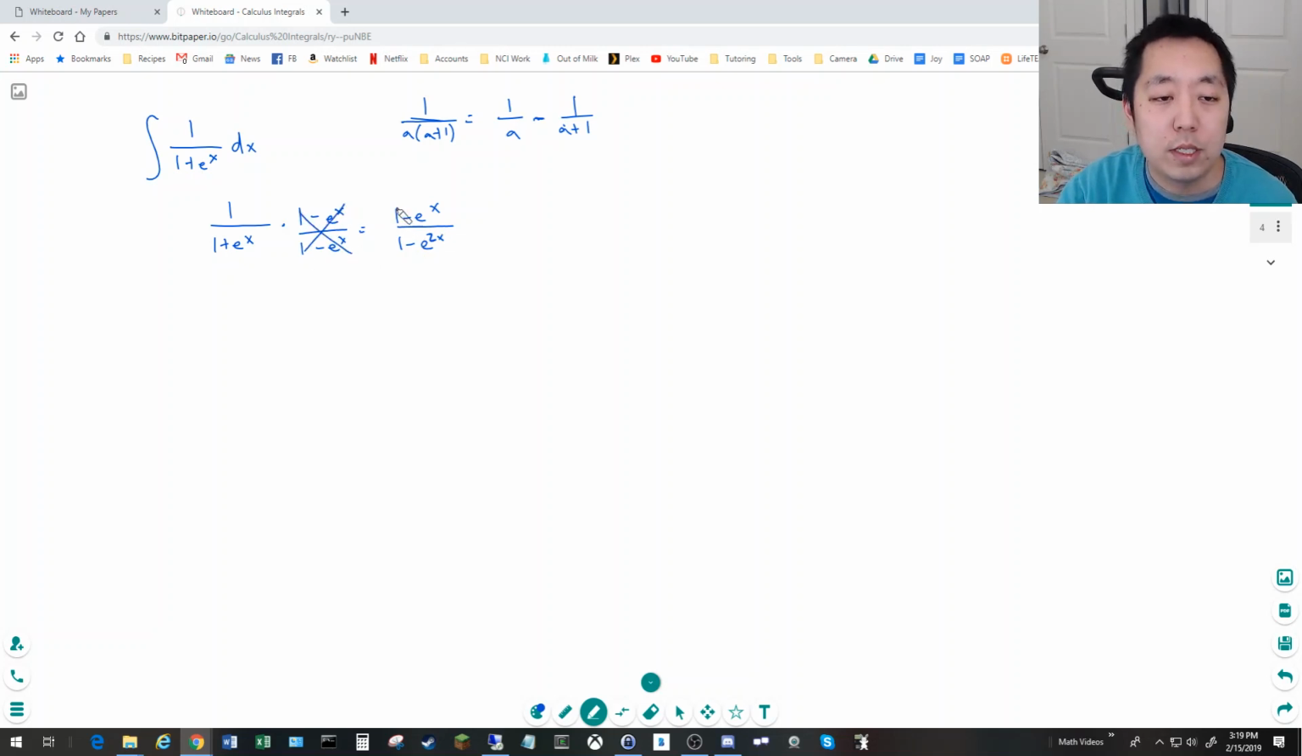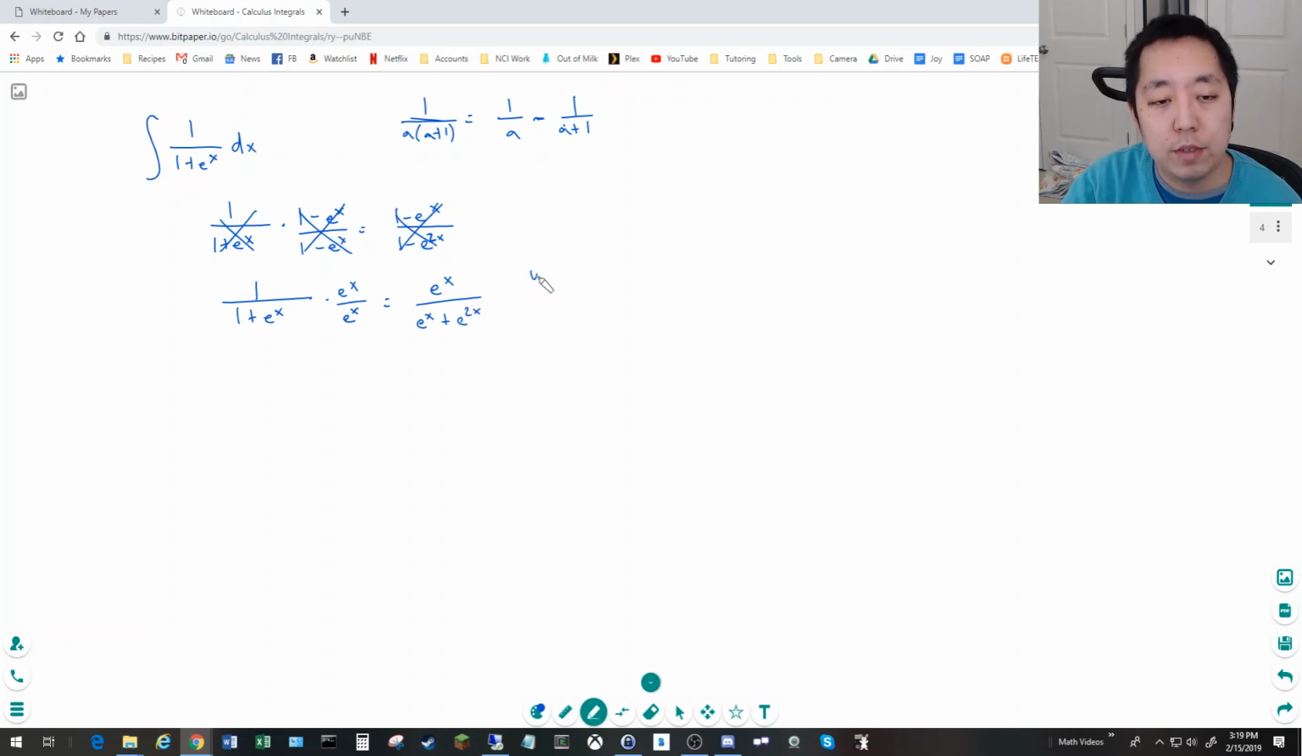The problem is this one part that's a little annoying, because I need to get an e to the x so I can do u substitution. That's what I'm thinking at this point. So you have 1 plus e to the x. What if you just multiplied by e to the x over e to the x, without a minus 1? Then I'd have e to the x over e to the x plus e to the 2x, where this is e to the x squared.